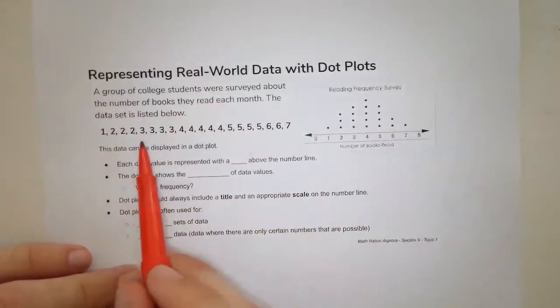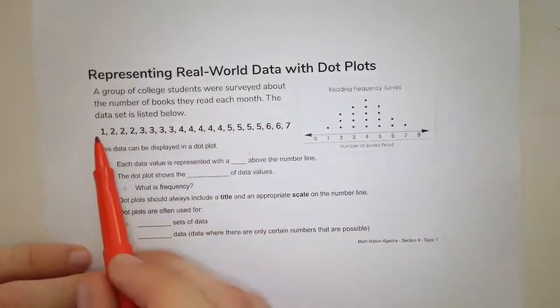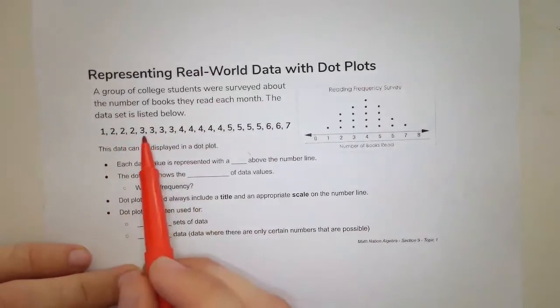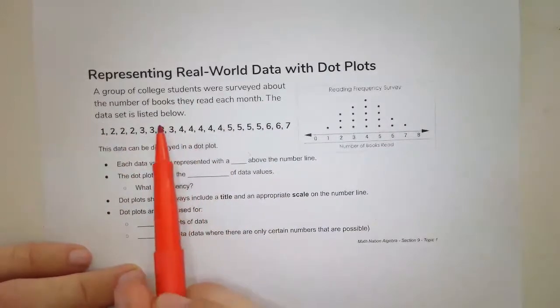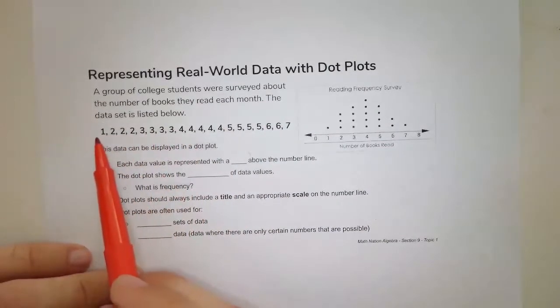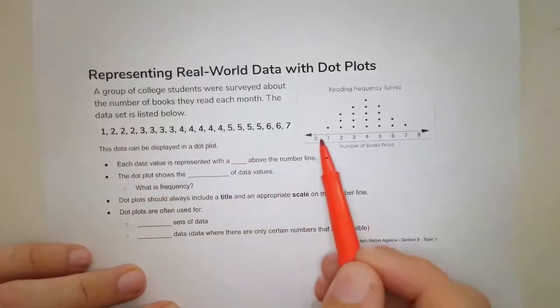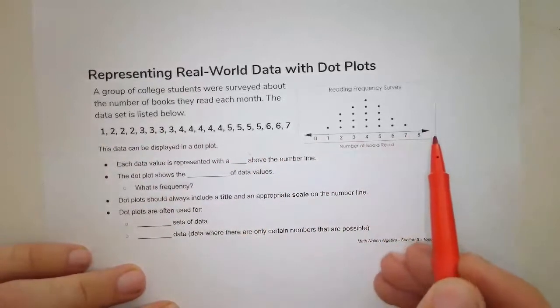And the good thing about this data right here is that this kid read one book, this kid read two, also two, three, so on and so on. So basically, the good thing about this is it's all in order. It's nice when it's all in order because we are putting them in order here.